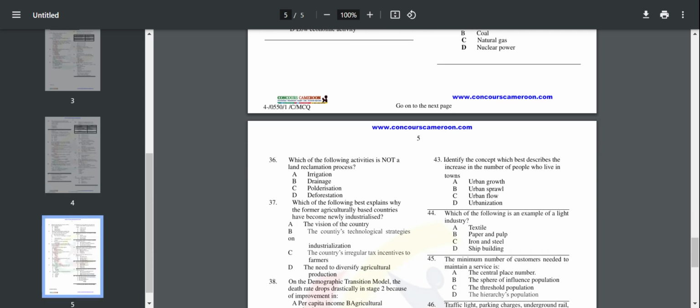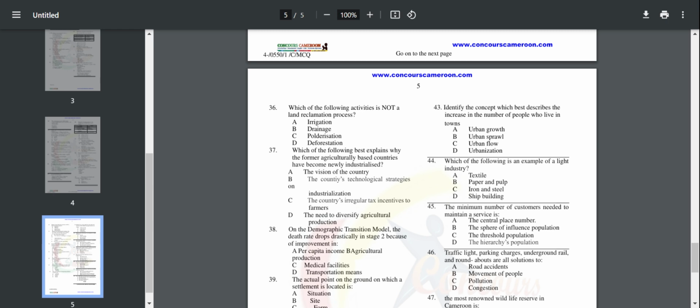Question 37. Which of the following best explains why the former agriculturally based countries have become newly industrialized? The answer is B.